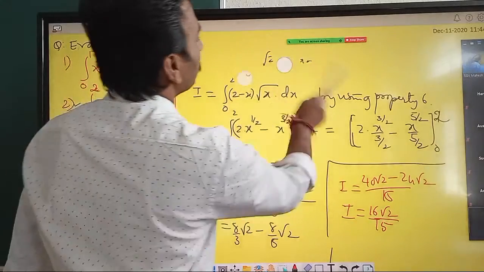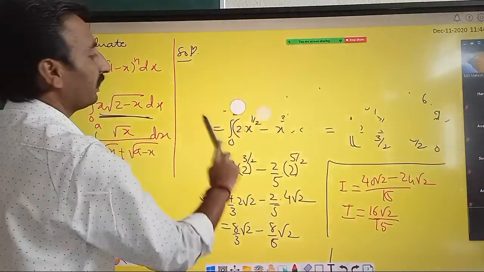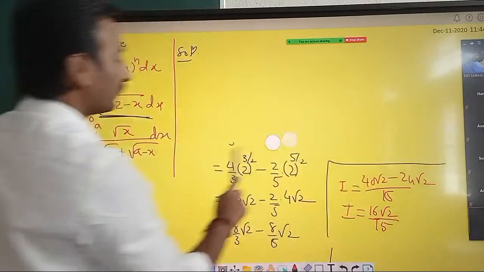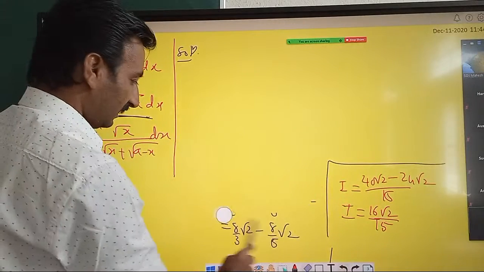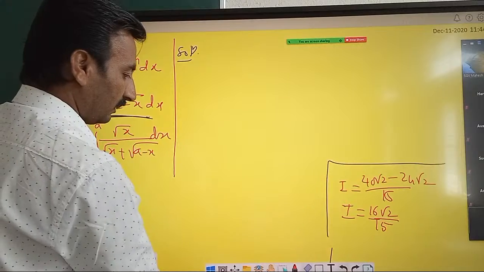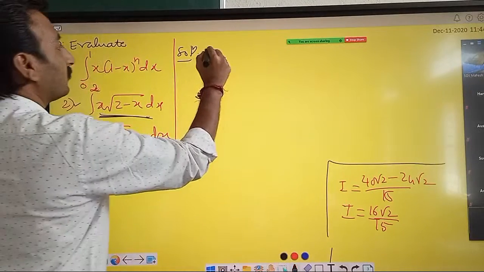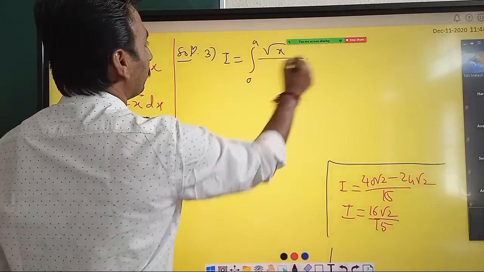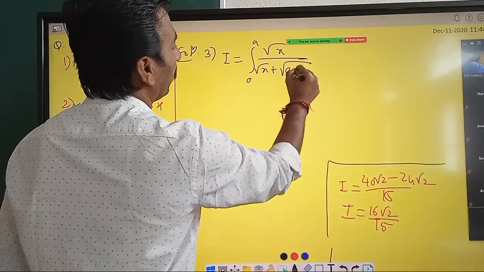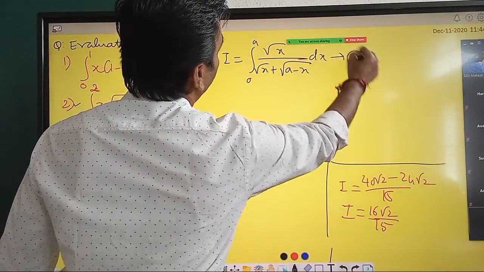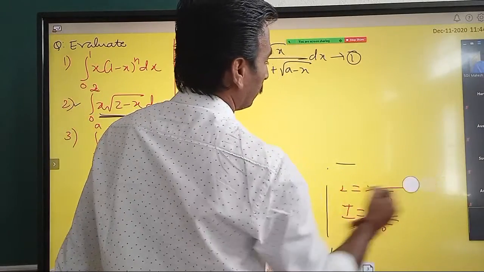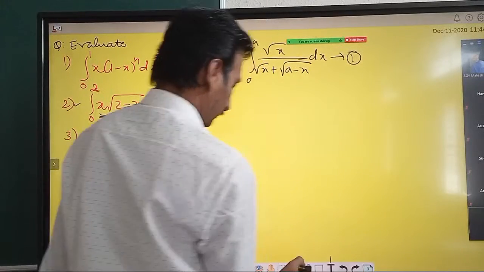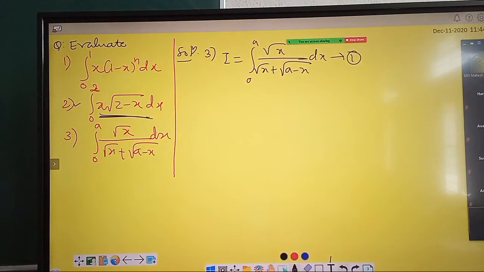Now we go for the third problem. The third problem is again very simple for us. Third one: I equals the integral from 0 to a of root x divided by root x plus root of a minus x dx. Call it equation 1. Correct? Yes. Apply the property.